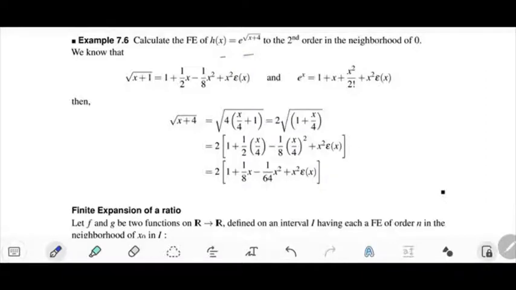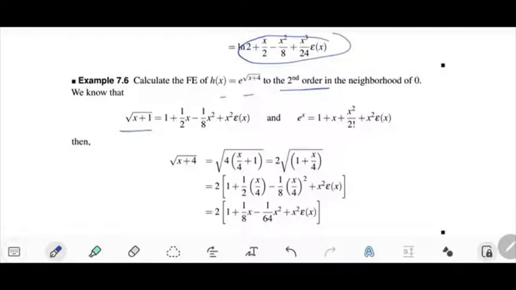So what we'll do in here, we'll use the expansions we know. So we know that square root of 1 plus x is equal to 1 plus half x minus 1 over 8 x² plus x² epsilon of x. And exponential x is equal to 1 plus x plus x²/2 plus x² epsilon of x. So we do both to the second order because this is what they are asking for. And then now we will proceed to do the combination.